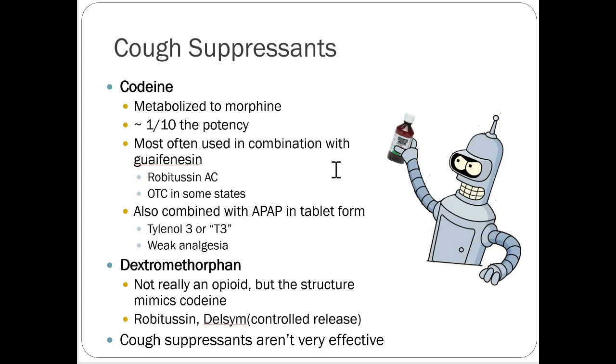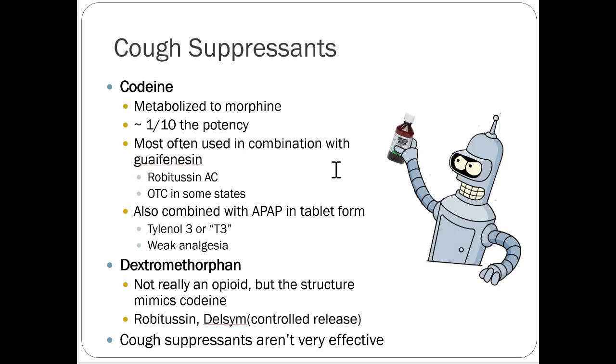I think you'd have to take a ton of it. It's about a 1-to-10 ratio to morphine. So codeine gets metabolized into morphine, albeit slowly. So you are going to get those opioid effects. It's just that you have to take quite a bit more codeine to actually get to the potency that you would want.